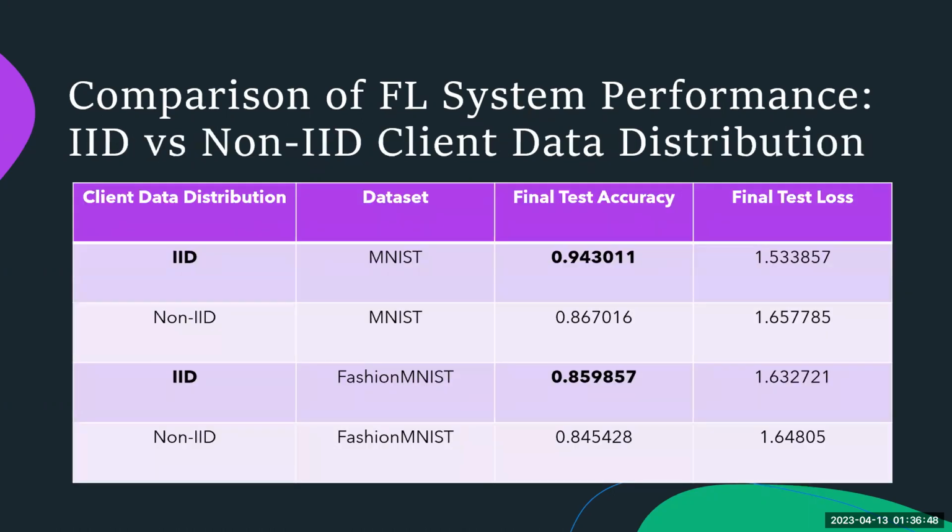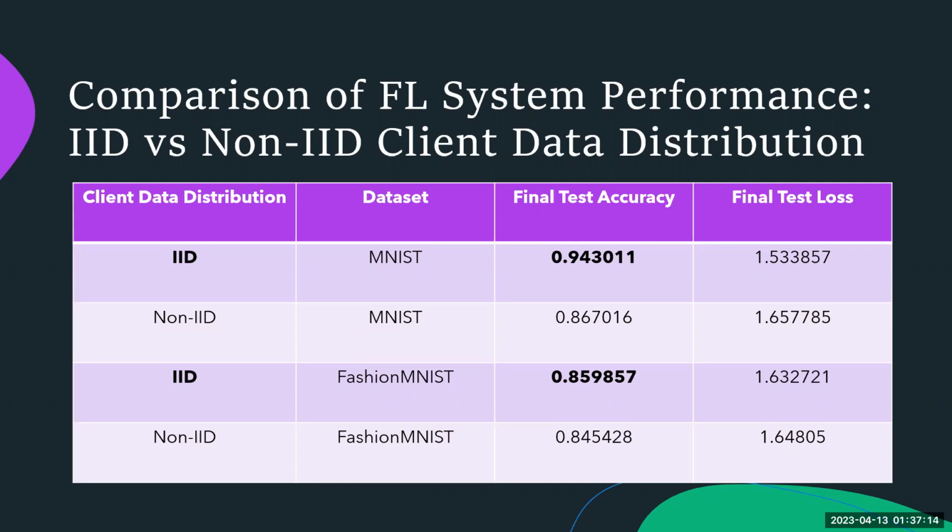In our second experiment, we compare the performance of the FL system on identically and independently distributed as well as non-IID client data distributions. So for this, we use a system with 10 clients and 1 server, perform data distribution as mentioned previously, make use of multi-layer perceptron with federated averaging strategy on the server, and we use the number of global rounds as 100 and the number of local rounds for each global round is set to 1.